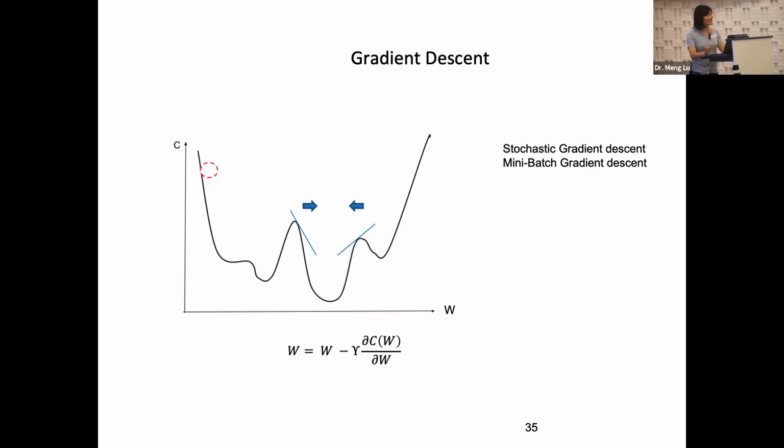Isn't that why you schedule the learning rate? Yes, but that's a very good point. If I try to schedule the learning rate, that means to have a dynamic learning rate. For example, when I have more iterations, then I go slower to search for the gradient. But if you do it this way, you can still get stuck in the local minimum. No other comments? But that's a very good point.